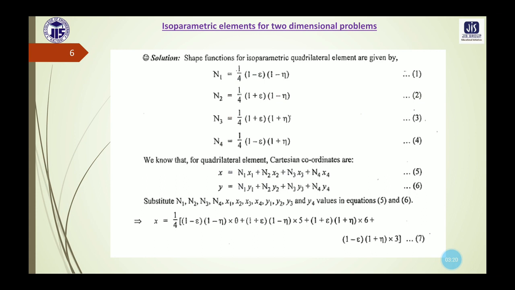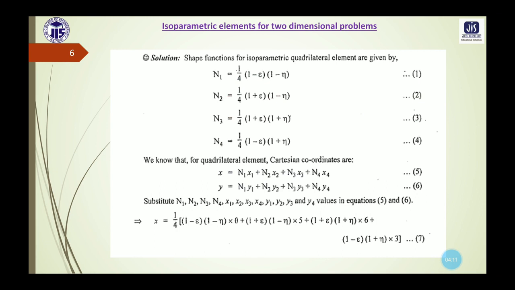So we will proceed with the formula of the shape function for this isoparametric quadrilateral element, and as we have discussed this formula of the shape function earlier also, we know the formula. Like for N1 it is 1/4 into (1 minus epsilon) into (1 minus eta). Then for N2 it is 1/4 (1 plus epsilon) into (1 minus eta). It is equation number 2. Then N3 is 1/4 into (1 plus epsilon) into (1 plus eta), that is equation number 3. And N4 is 1/4 into (1 minus epsilon) into (1 plus eta), that is our equation number 4. So these are the equations for the shape functions for the given isoparametric quadrilateral element.